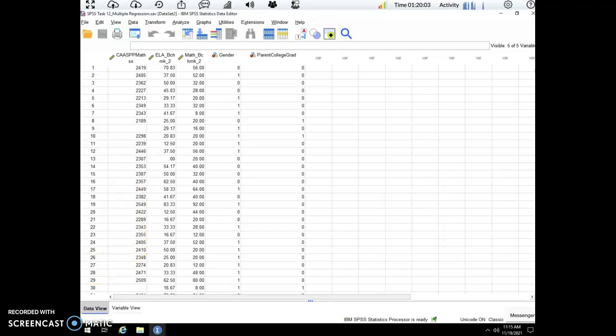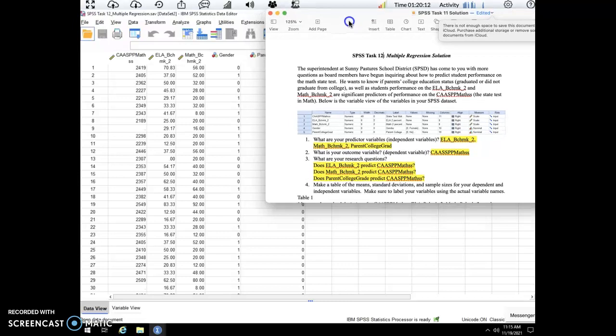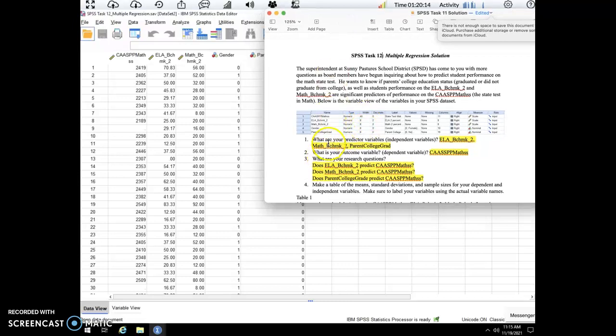For SPSS Task 12, a multiple regression, I have the data set open here, and we're asked a couple of questions. The first question is, what is our predictor variable or our independent variables? And the independent variables, according to how the question is worded, are the ELA benchmark, the math benchmark, and parent college graduation. Our outcome, our dependent variable, is the state math test.